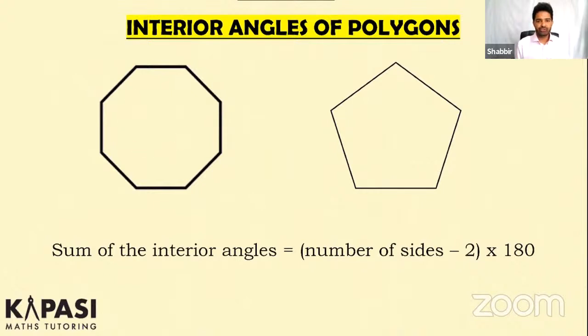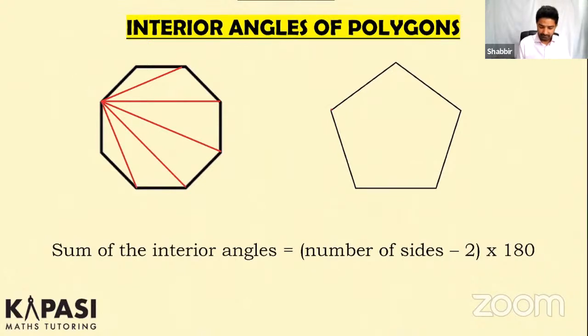So I've got these two shapes here. I've got my pentagon and an octagon here. Now, the reason why this works is if I split either of these two shapes into triangles, well, let me do that and you'll see, hopefully, why. I'm just going to split these into triangles like this. And I'm going to do the same with this pentagon here.